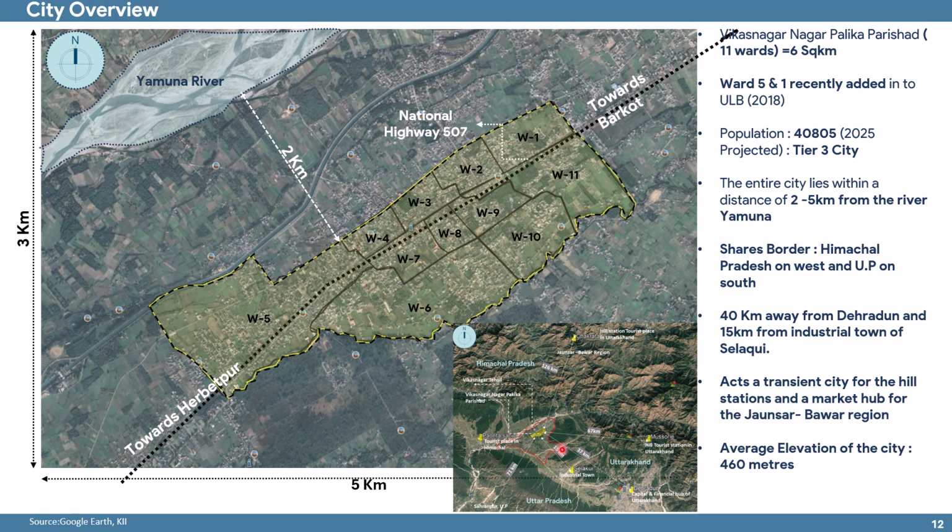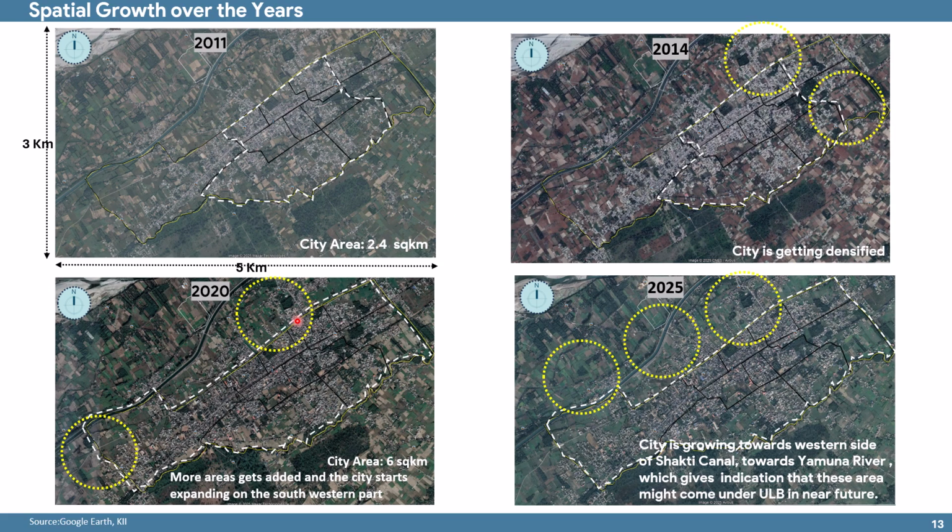It is around 40 kilometers from the state capital, which is Dehradun. It also acts as a transient city for tourists as NH 507 passes through it. The city also acts as a market hub for the nearby hill stations. The average elevation of the city is around 460 meters. The spatial analysis of the city shows that the city is slowly growing towards the river.